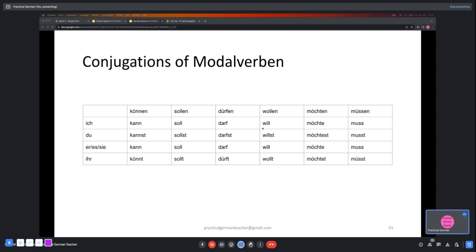Also ihr, it's even more obvious. What you do is you remove the en part and you add t. That's it. No, not always, but okay. So here you remove en and you get könnt. You remove en, add t, sollt. You remove en, you get dürft. Wollen, remove en, add t, wollt.